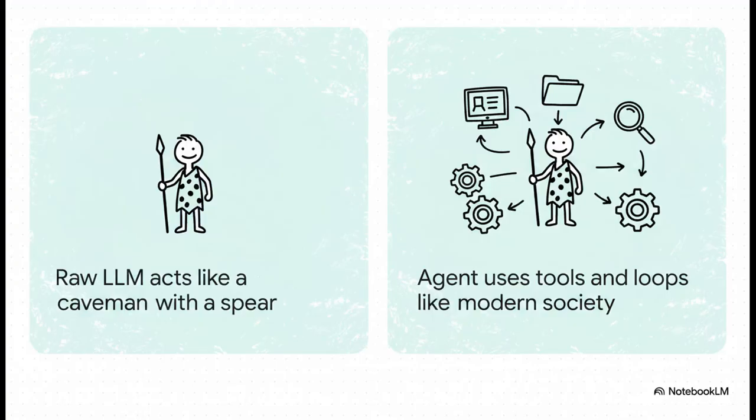To really grasp this concept, think of the standard AI chatbot, just the raw large language model, as a caveman with a spear, right? It has a brain, it has intelligence, but it's completely isolated. An AI agent, on the other hand, is that exact same intelligence, but surrounded by the infrastructure of modern society. It's the LLM, plus tools like web browsers and file editors, plus persistent memory, plus reasoning loops. That architecture built around the intelligence is what makes an agent truly capable of acting in the real world.